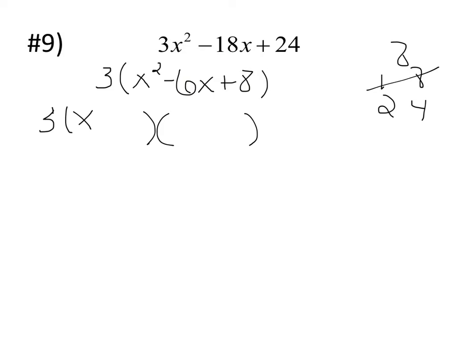We've got x and x. Keep your first sign. If your first sign is negative, you change your second sign. So it was positive, now it's negative. Always write your larger number first.